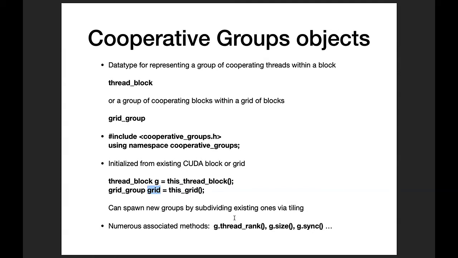And once you have these cooperative group objects, you have functions associated with them. For example, there's a size function, which will tell you how many threads there are in the object you created. You have the thread rank function. This tells you that for a given thread that belongs to an object, what is its index within the object. And finally, we have the sync function. This means synchronization within the object.